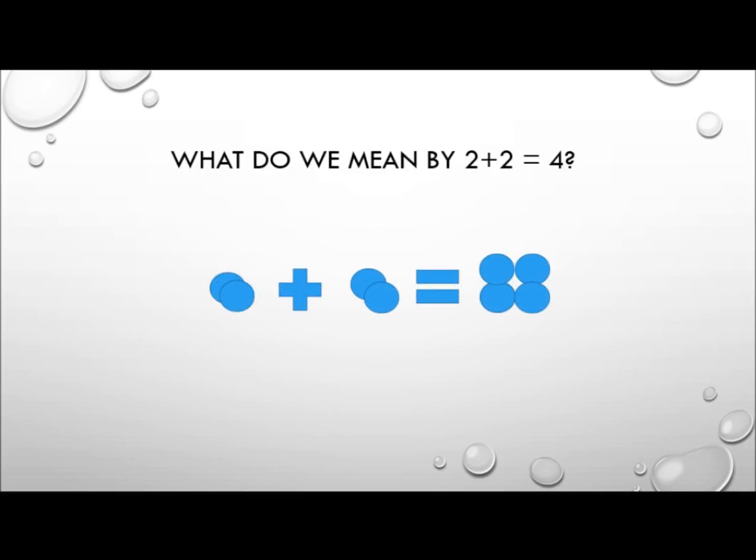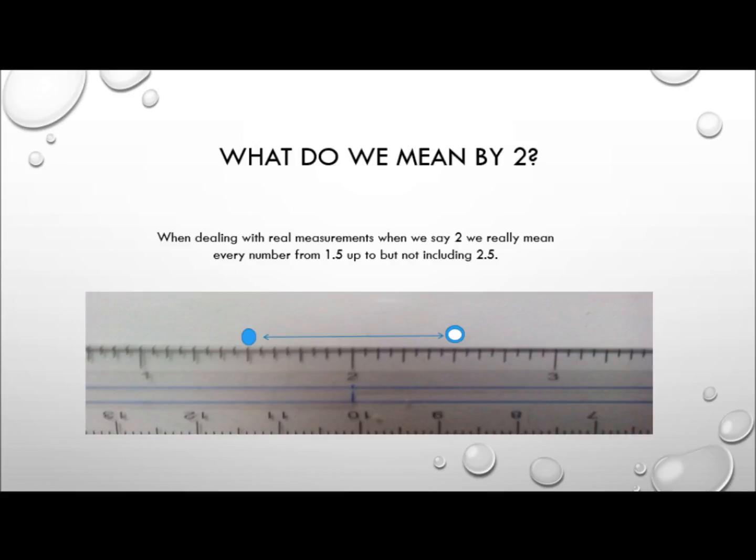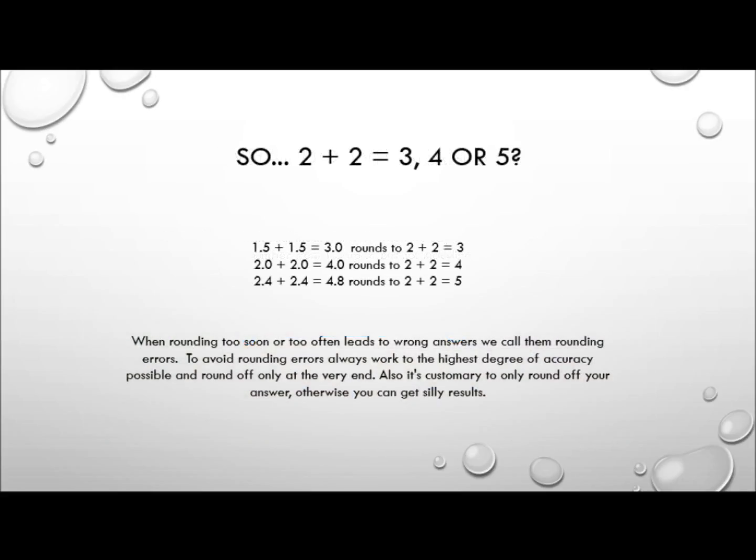Okay, when we say something like 2 plus 2 equals 4, what exactly is it that we're saying? When we're dealing with counting numbers, we're just saying you've got 2 of one thing, you've got 2 of another thing, you stick them together and you've now got 4. But when we're dealing with real life measurements, when we say 2, what we're actually meaning is everything from 1.5 up to, but not including, 2.5. So somewhat weirdly, 2 plus 2 can equal 3, 4, or 5. I know that sounds absolutely ridiculous.